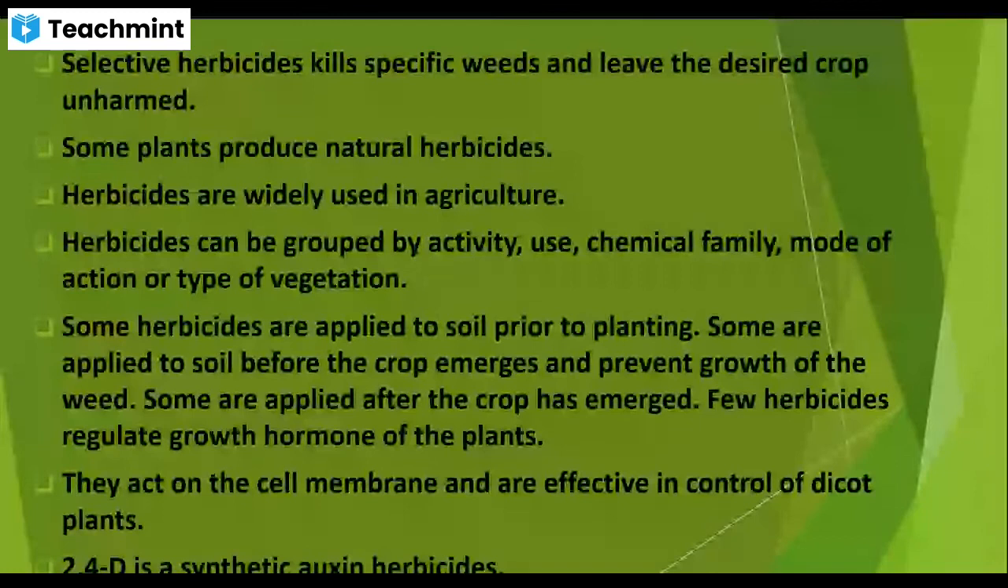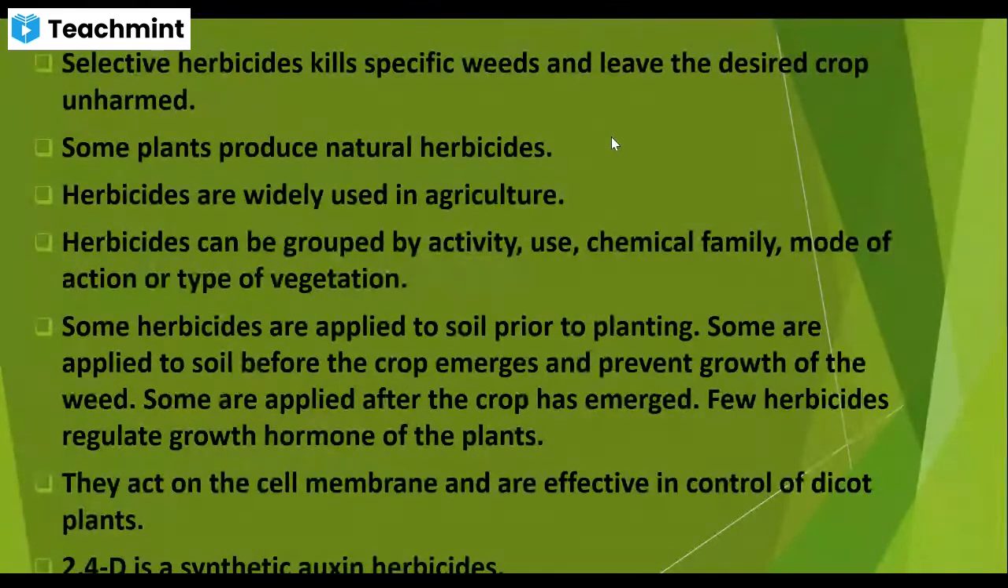Here, some plants produce natural herbicides. This is also one of the great things you can think about. Plants also produce herbicides, meaning whatever pesticides they produce can automatically kill the weeds growing beside that plant. Herbicides are widely used in agriculture. We know very well that herbicides are mainly used in farms for crop production. Herbicides can be grouped by activity, use, chemical family, mode of action, and type of vegetation.